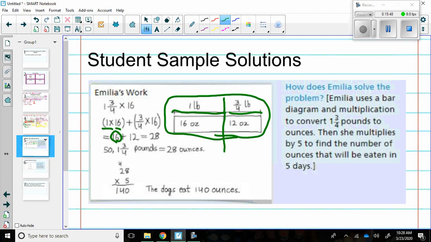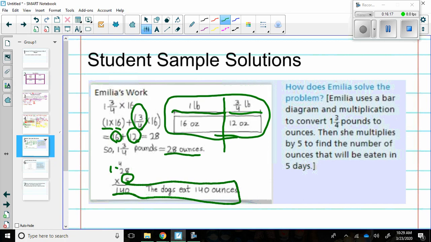And then she multiplied the fraction like we did. She took the 3/4 of 1 pound. We know 1 pound is 16 ounces, and multiplied to get the answer of 12. And then she added those together to let it equal 28 ounces. And like how we solved, she then took the 1 day of 28 ounces, multiplied it by 5 days to get 140 ounces.